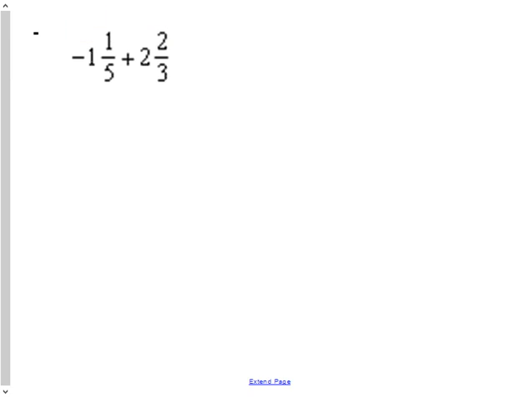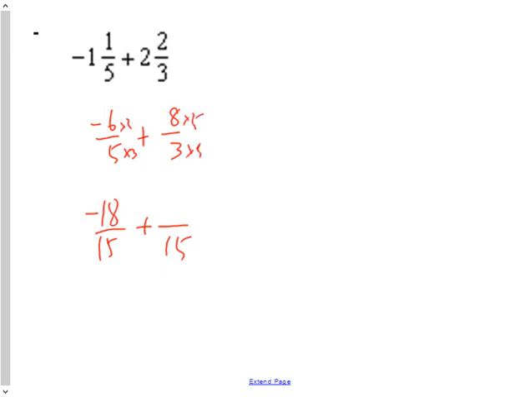The next question, you have a mixed fraction that you're adding. The only difference is change this to improper. Now you find your common denominator of 15. This is multiplied by 3, so we'll get negative 18 fifteenths plus 40 fifteenths.